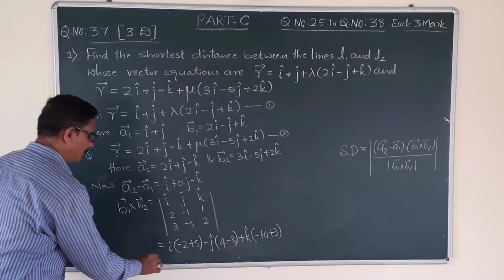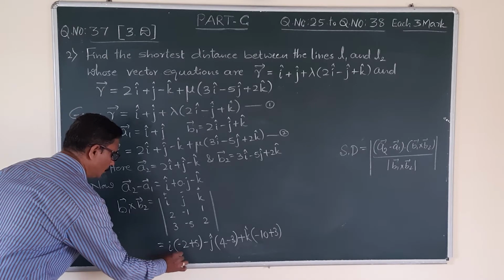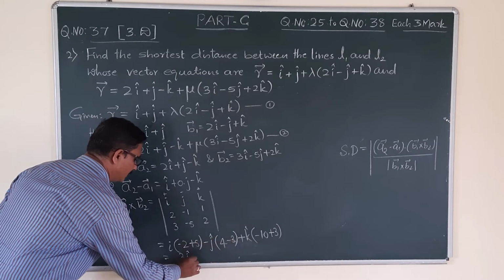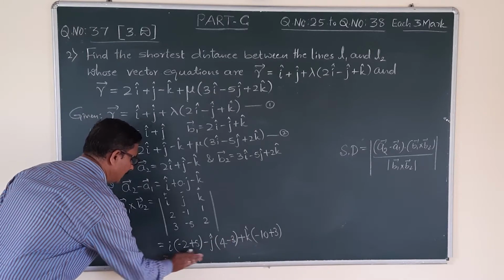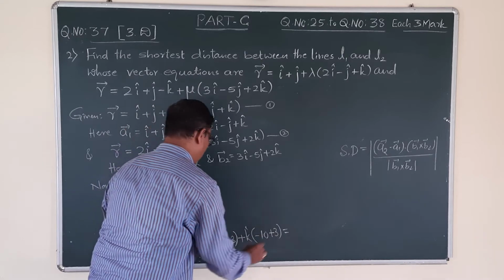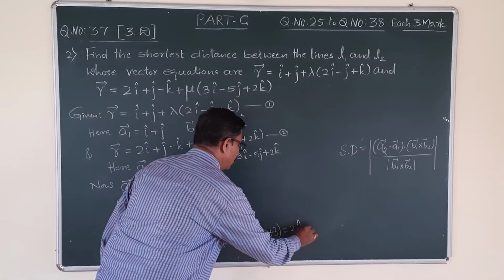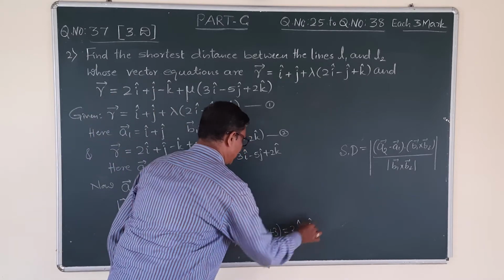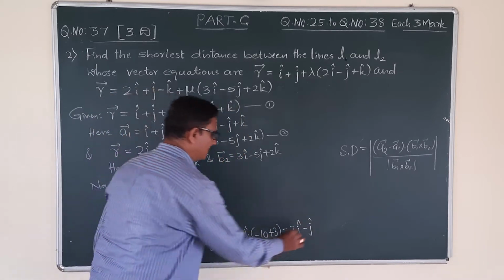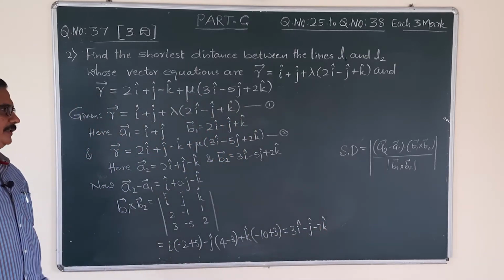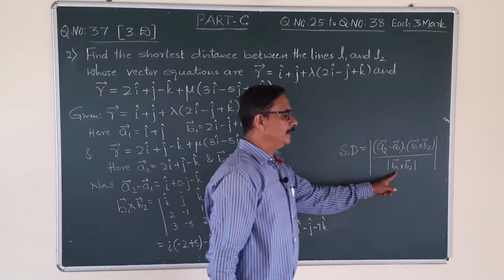Okay, then simplify: minus 2 plus 5 is 3i, 4 minus 3 is 1, that is 1j, that is equal to 3i. 4 minus 3 is 1 into minus j, minus 10 plus 3 is minus 7k. This is b1 cross b2. Next, what do we need? Its magnitude.